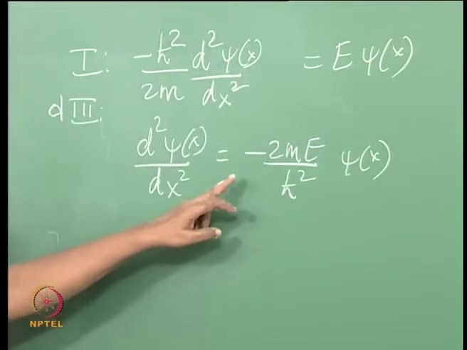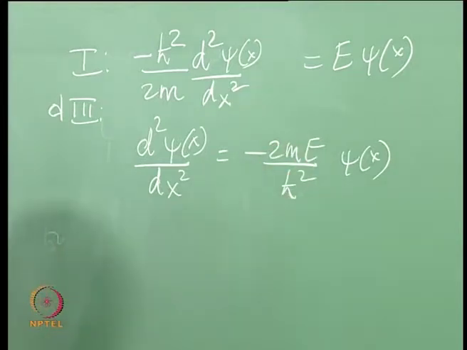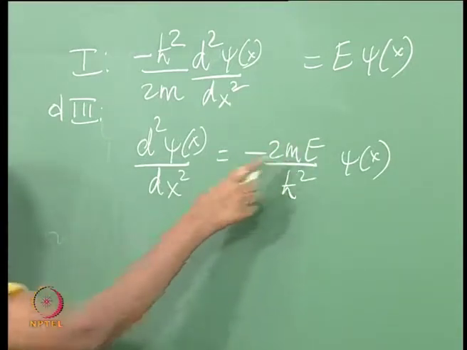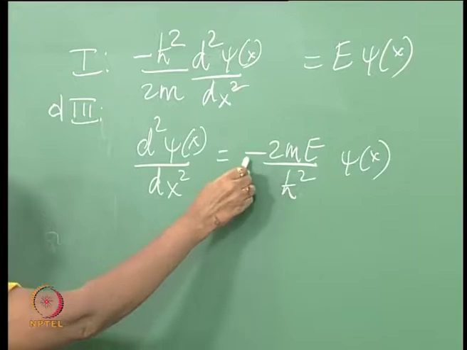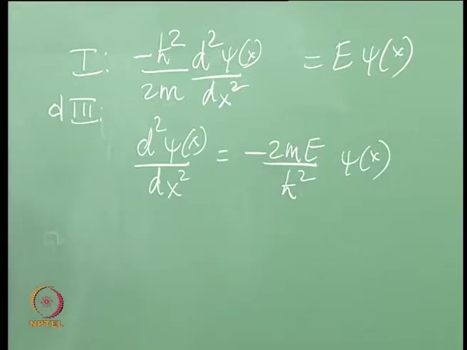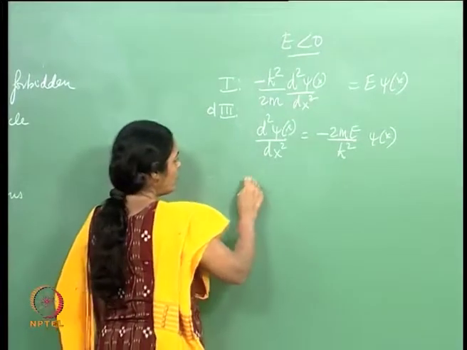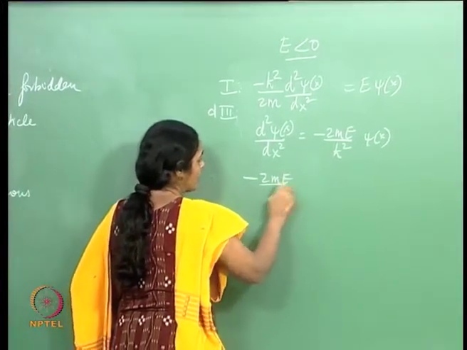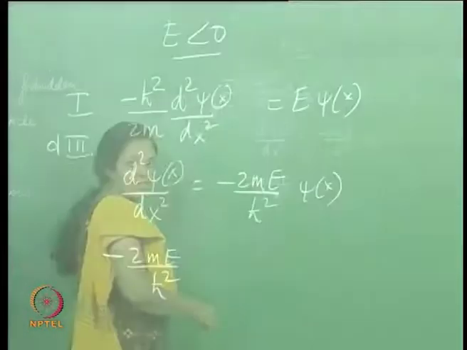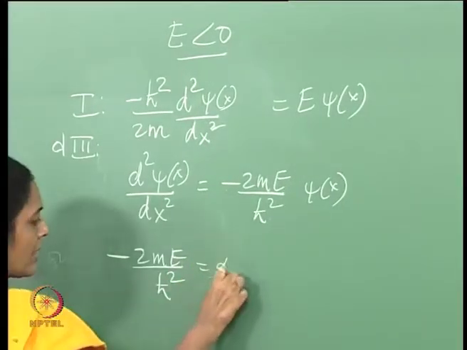Look at this object, minus 2m E by h cross squared. E is less than 0, and there is an overall negative sign. We are looking at bound state problems, and therefore minus 2m E by h cross squared is a positive quantity. Let me call that alpha squared.